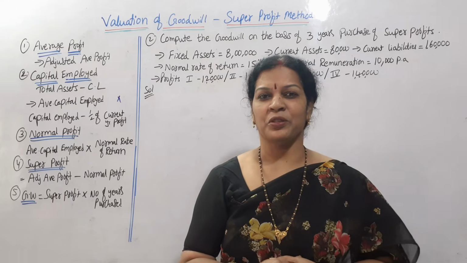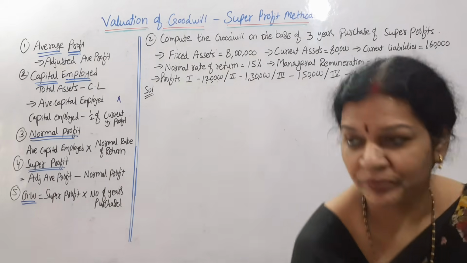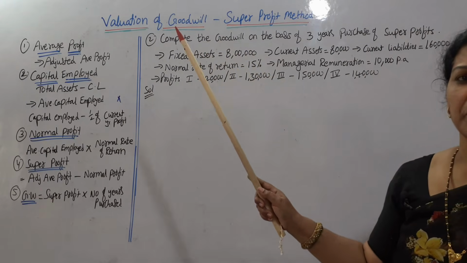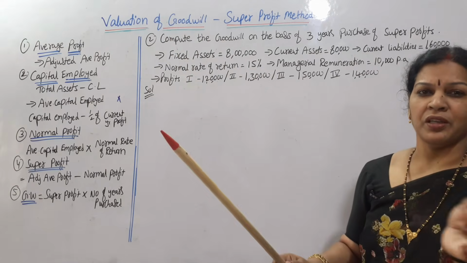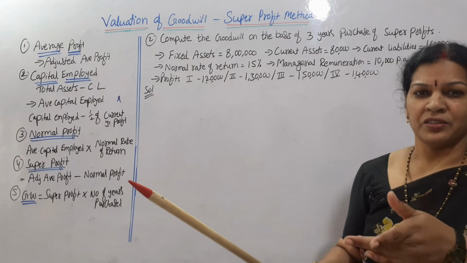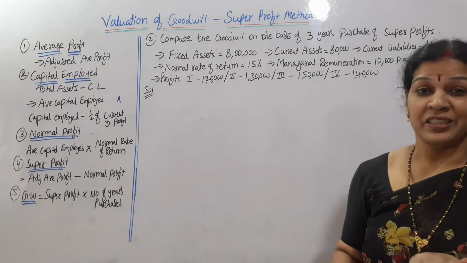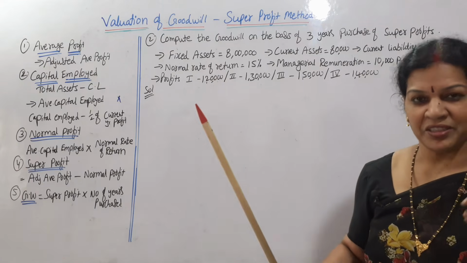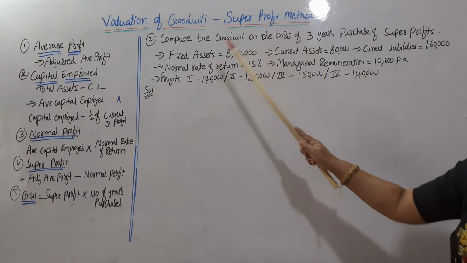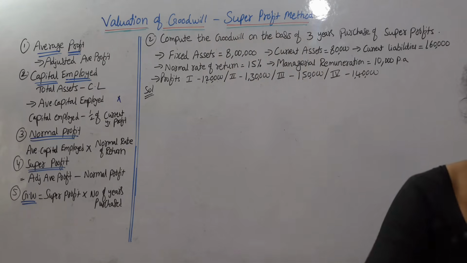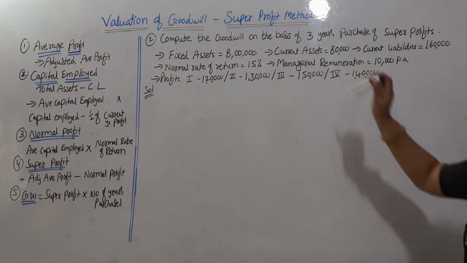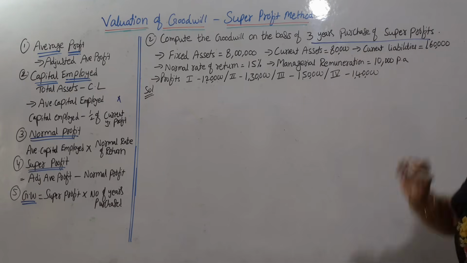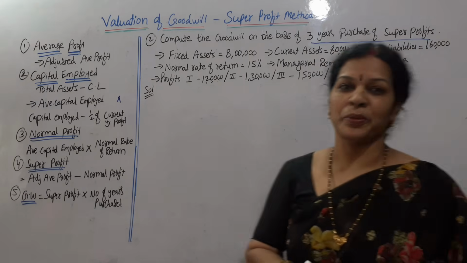Now let's get into this problem. Generally in any problem it will be given that Mr. Sohil or Mr. Anil is having so and so business, and his information is given like this. All these things I am not taking, I am coming directly into the problem. Compute the goodwill on the basis of 3 years purchase of super profits. Means this is the super profits method.